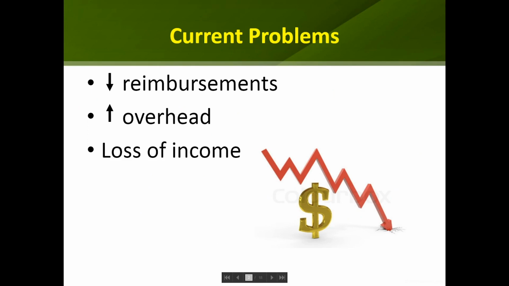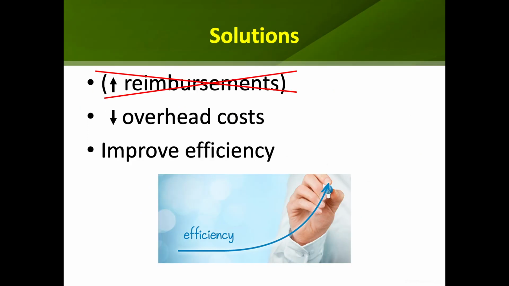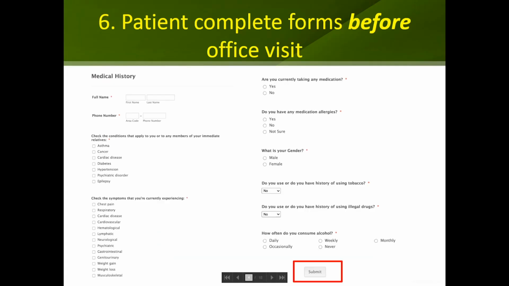The current problem is well known to all of us. Our reimbursements are going down, overhead costs are rising, and we're losing income. The solutions are hardly going to be increasing reimbursements. That's not going to be possible. We can, however, try to lower overhead costs, and we can improve efficiency.